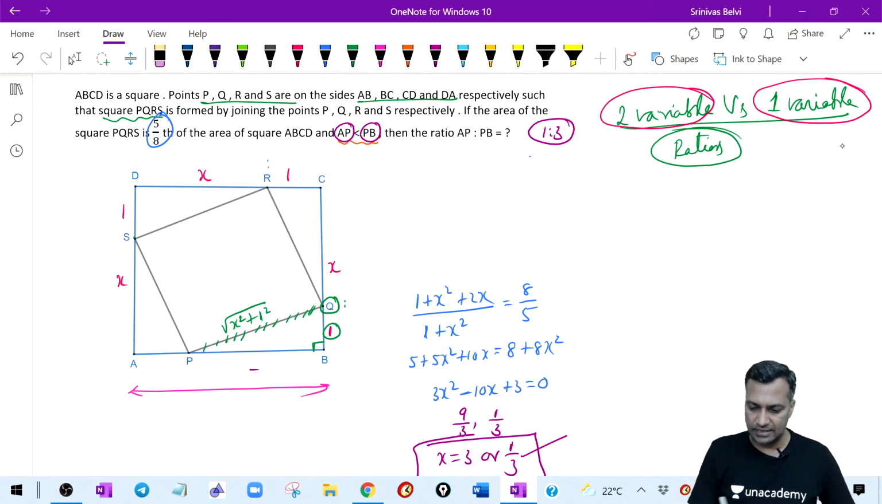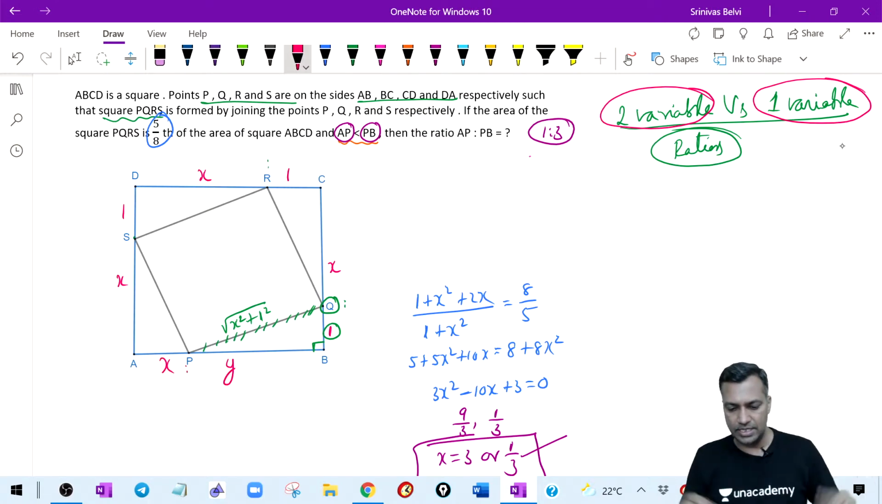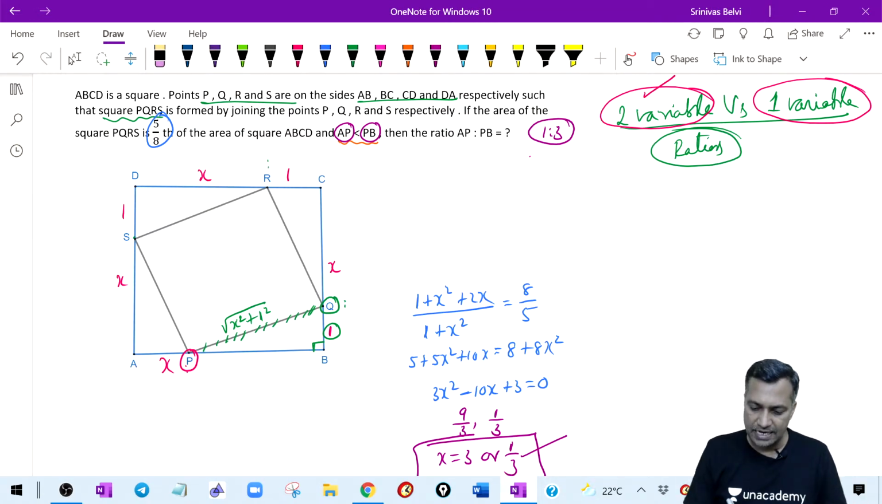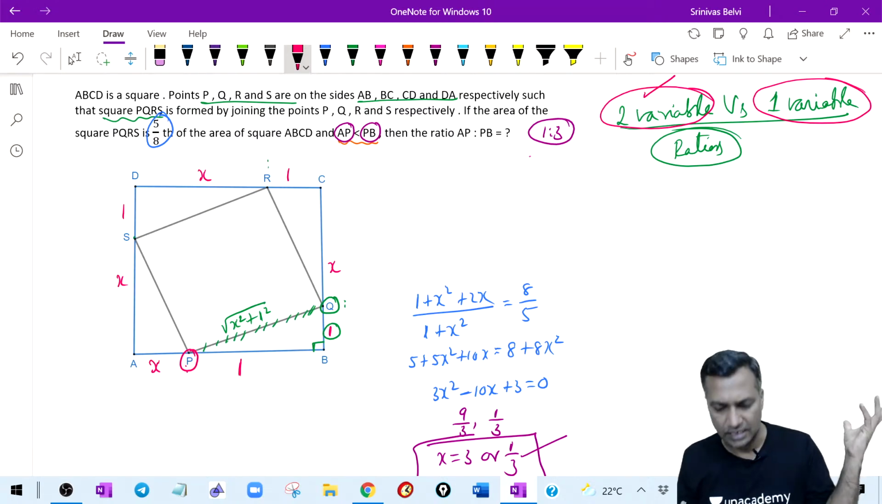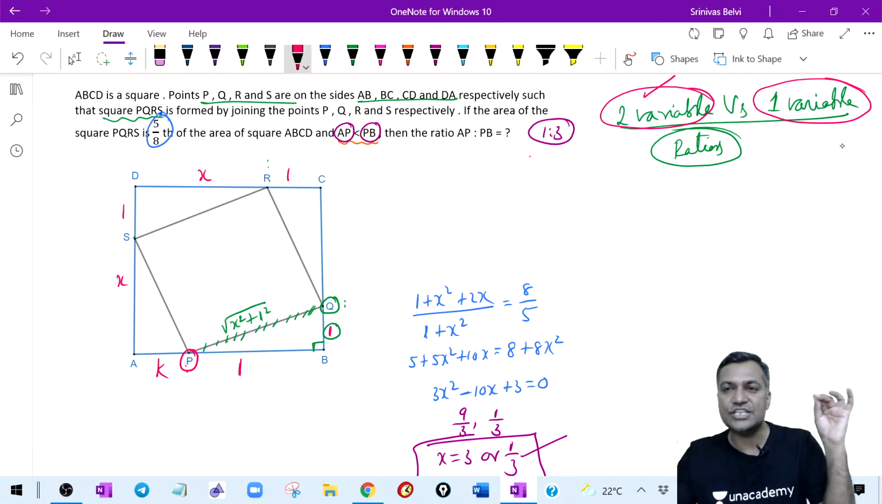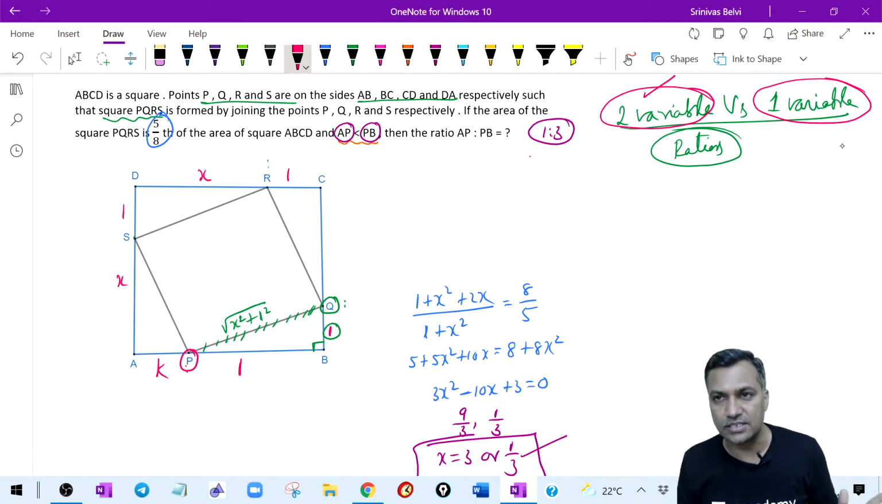See, I could have rather written this as x is to y. I could have written that point P divides side AB in the ratio x is to y. That is fine. I will finally get my answer as x by y. That's a two variable concept. What is the one variable concept? Make one of them 1 and just use another variable. If we already used x and y, use another variable called k. K is to 1. So the one variable concept gives the answer faster.